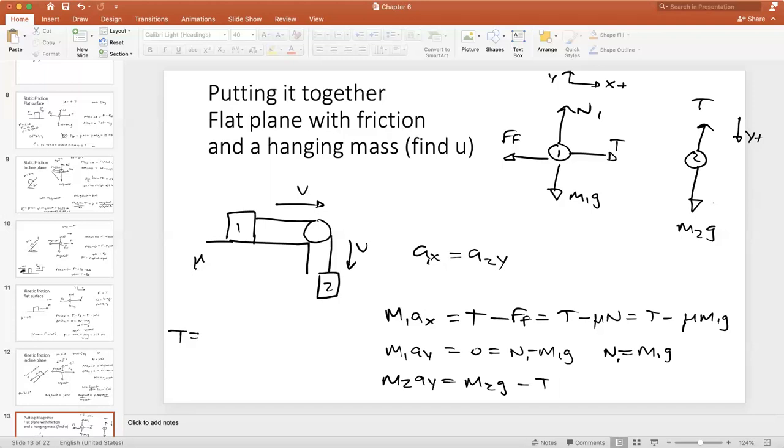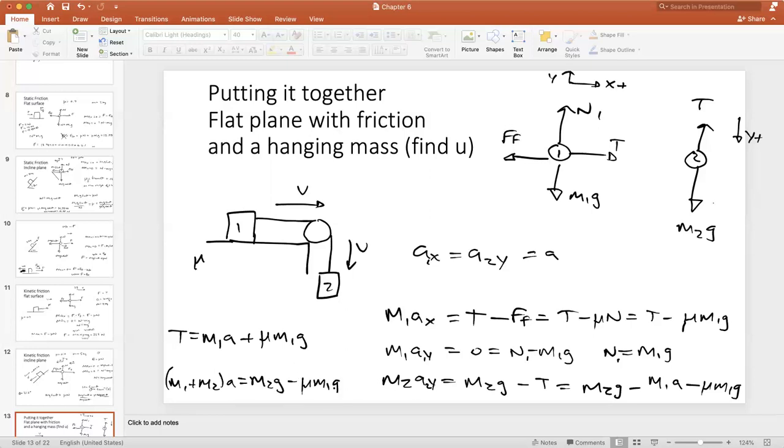I can substitute in, solve this for T. Solving it for T, I get m1a, I'm just going to call ax a and ay, not a1 but a2y, they'll both be a. This is m1a plus mu m1g. And if I plug that in here, I get m2g minus m1a minus mu m1g. Putting that all together, I get (m1 plus m2)a is equal to m2g minus mu m1g.